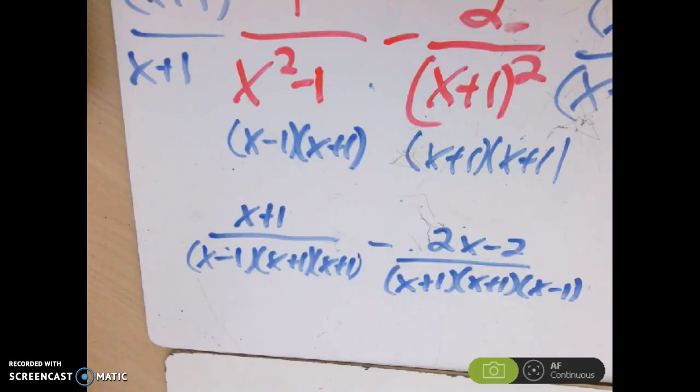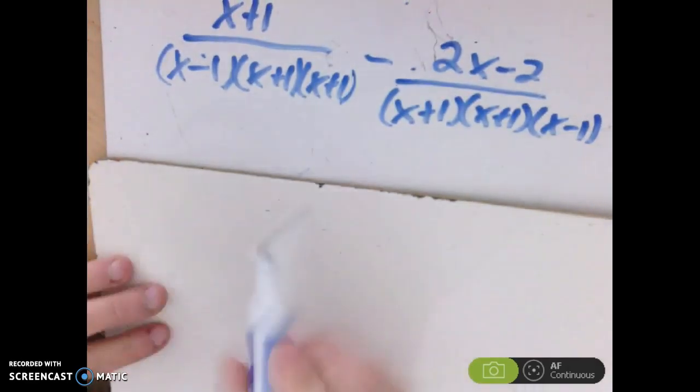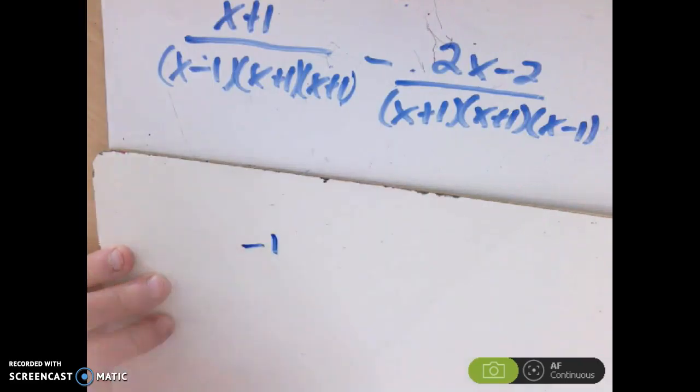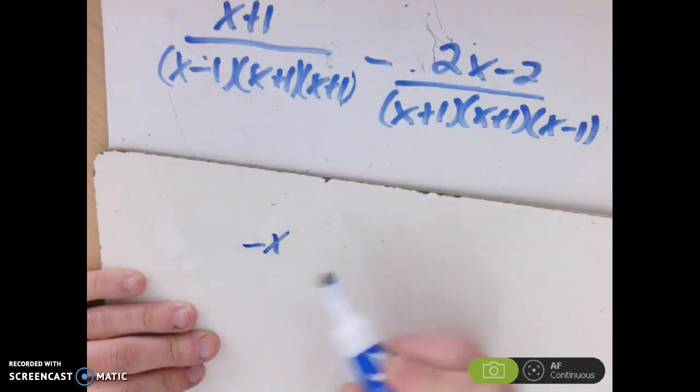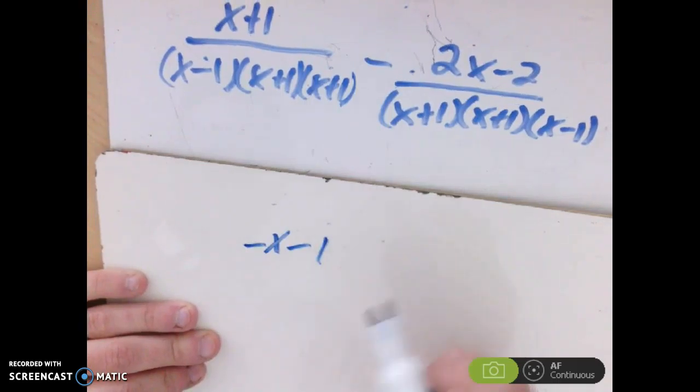Okay, so let's pick example 5 up where we left off. So we left off with x plus 1 minus 2x minus 2 all over that big complicated denominator. So we'll just do the subtraction. So I have x plus 1 minus 2x minus 2. So I have x minus 2x. So that's negative x. Okay, so x minus 2x is negative x. And then 1 minus 2 is negative 1.